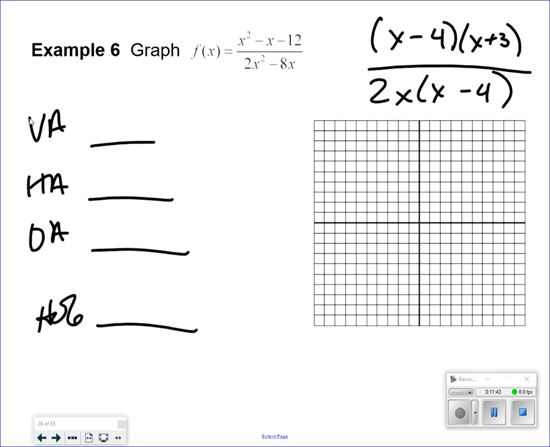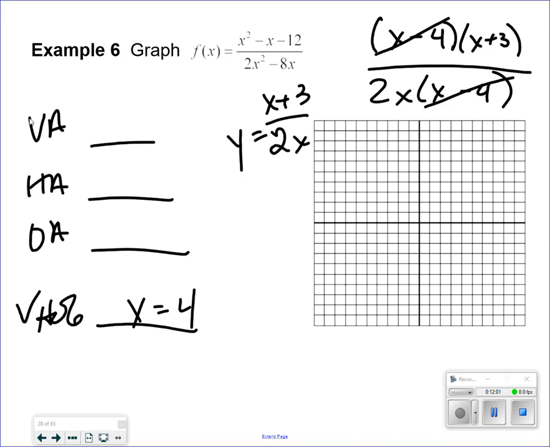So when I cancel those two out, I now have a hole when x equals 4, and I write down what's left. So I'm still going to graph what's left. It's just no longer having the x minus 4 involved. The x minus 4 is gone. That created the hole. When I go to graph it, you'll see what I mean.